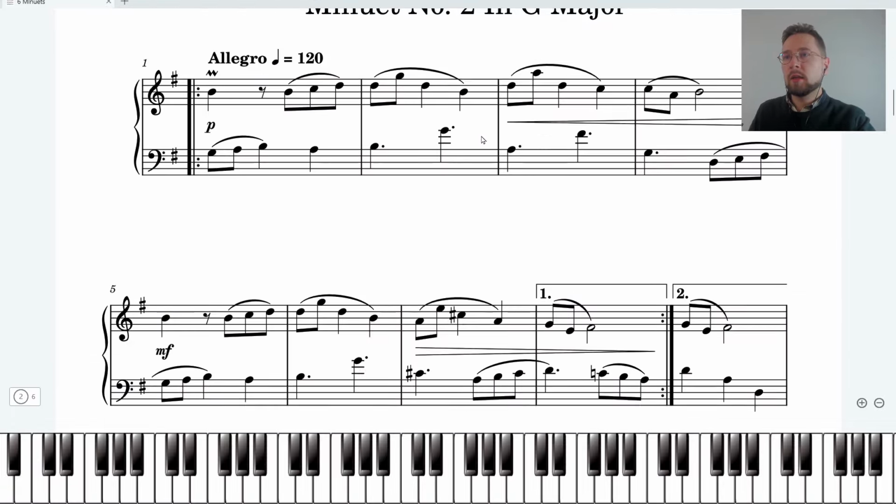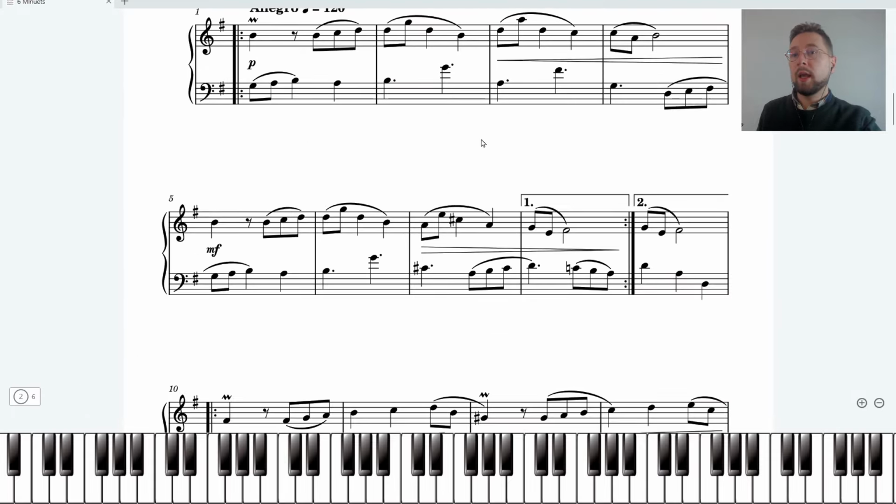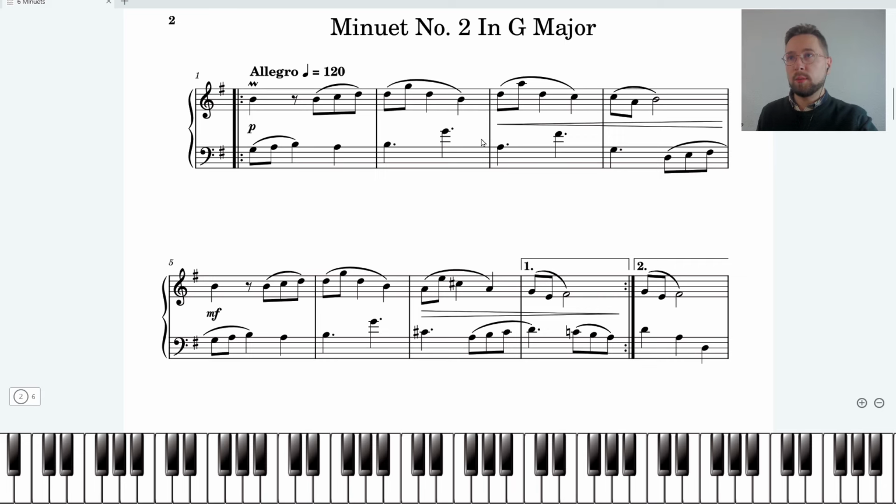Let's look at the characteristics of the second minuet. So I'll do the same. I'll just start playing it, and then we'll start with analysis. So minuet number 2 in G major.